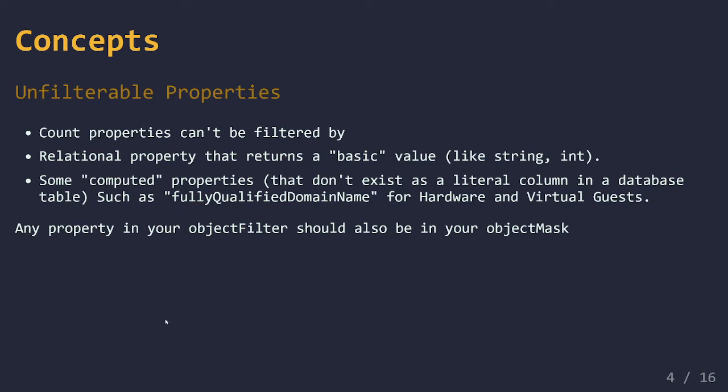So some computed properties also can't be filtered on. The trick here is that these computed properties are not called out in the documentation in any way. So you just kind of have to know that they're computed. For example, fully qualified domain name for hardware and virtual guest is a computed property, and you can't filter by it. You have to filter by hostname and domain name, not by the one property. Also, any property in your object filter should be included in your object mask.